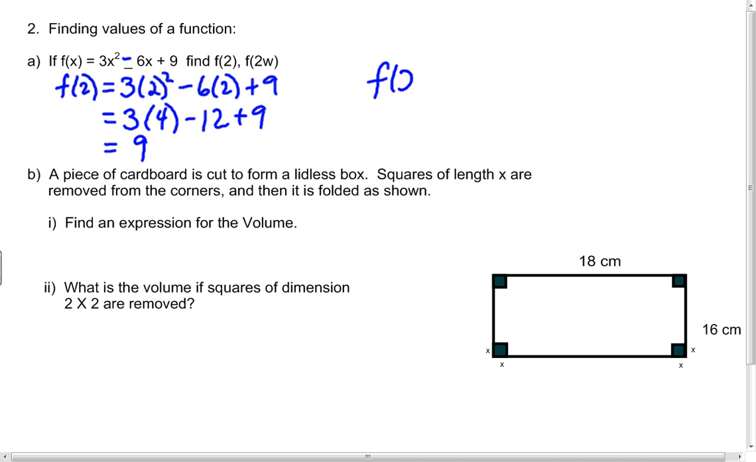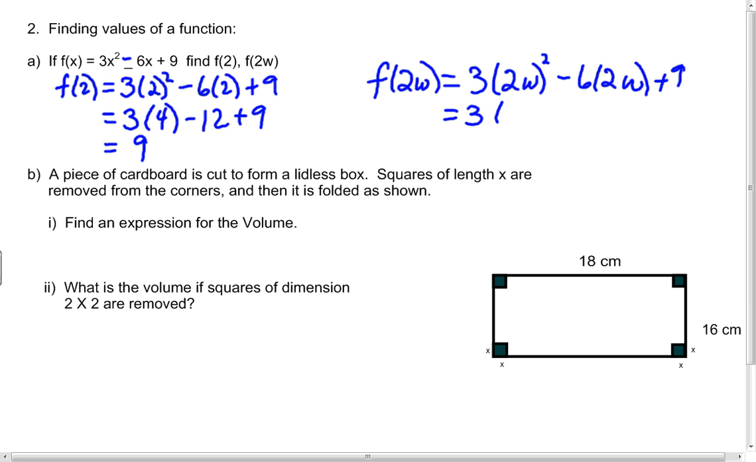F at 2w, just to make the point that we can do function notation, we put a 2w wherever we had an x in the function and tidy up watching our order of operations. We have 3 times 2w squared is 4w squared. Take away 6 times 2w is 12w plus 9. 12w squared minus 12w plus 9 is as good as it gets. We have used function notation.